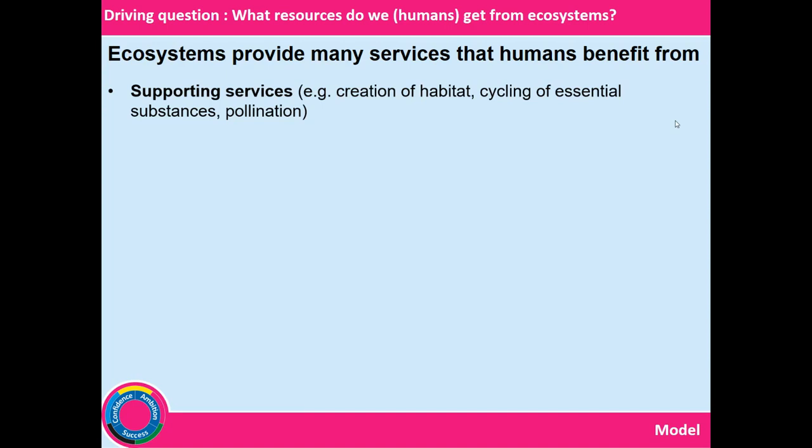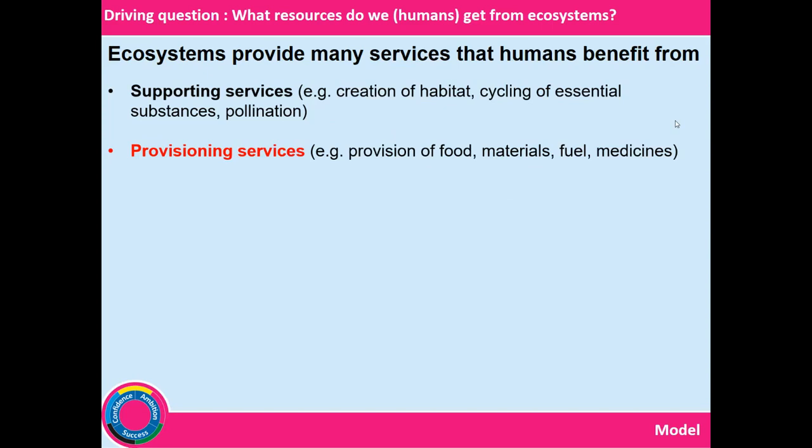Creation of habitat, cycling of essential substances. Later on, we will talk about the water cycle, we'll talk about the carbon cycle, and so on. Now, provision of services. This is quite important because the ecosystem provides us with food, materials for building our houses, fuel, biofuel for our cars and electricity generation, medicine from the leaves or tree bark. So there are a lot of services we humans benefit from ecosystems.